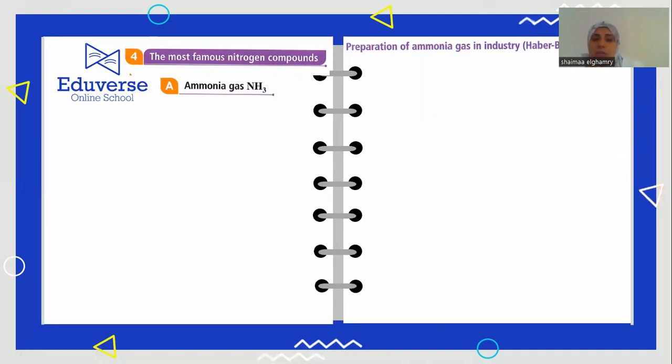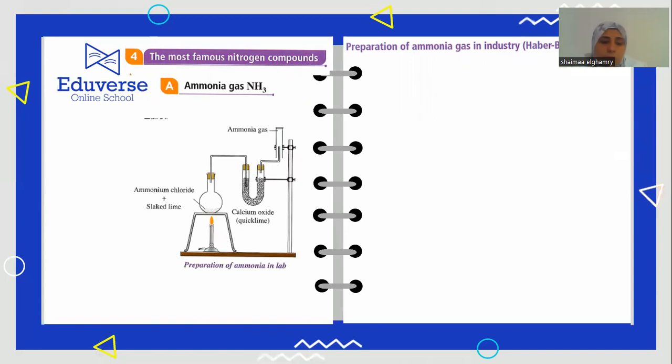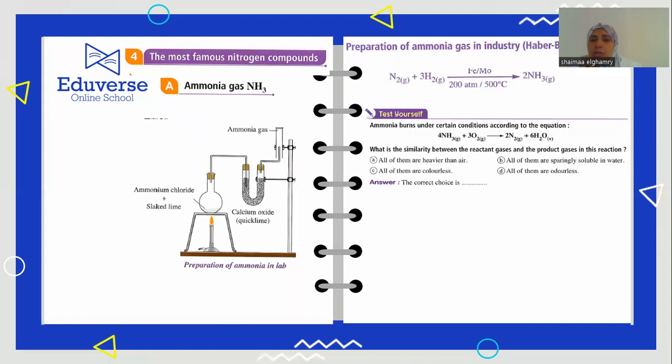The most famous compound of nitrogen is ammonia gas. Ammonia gas is prepared by reaction between ammonium chloride and slaked lime to produce ammonia gas, after passing on calcium oxide to absorb any water vapor. The preparation of ammonia gas in industry: N2 plus H2 give us NH3 in presence of iron and molybdenum at atmospheric pressure 200 and temperature 500 degrees Celsius.